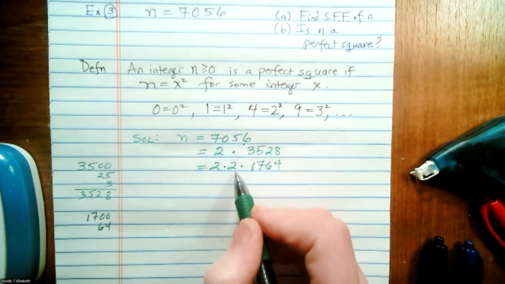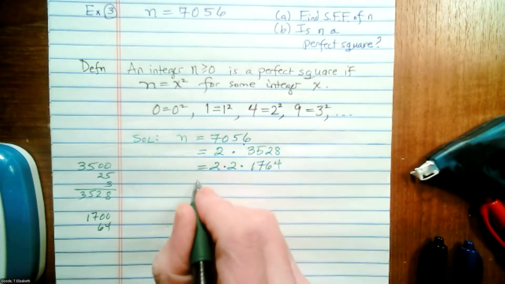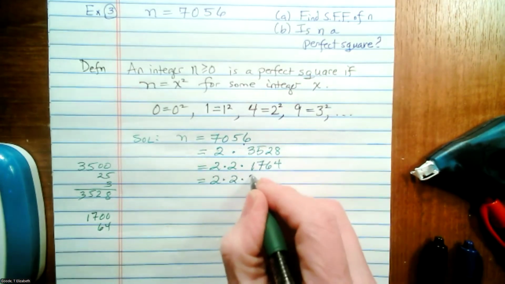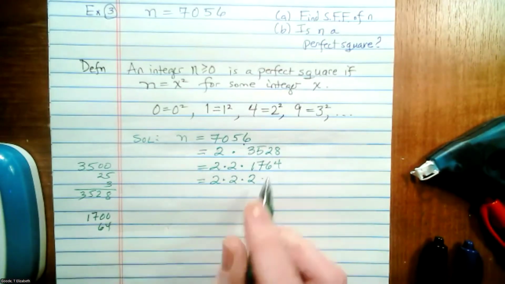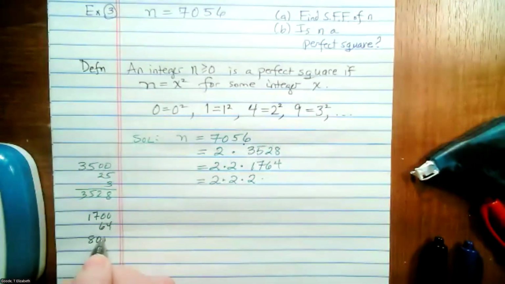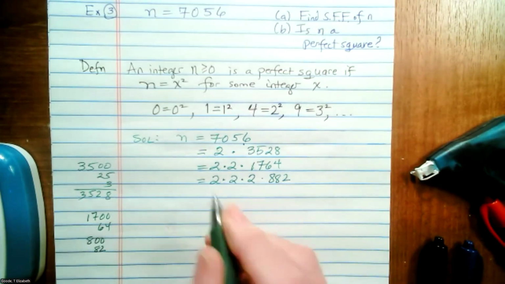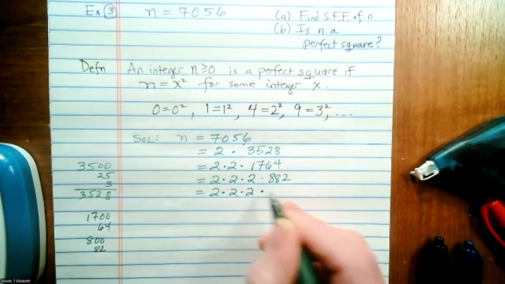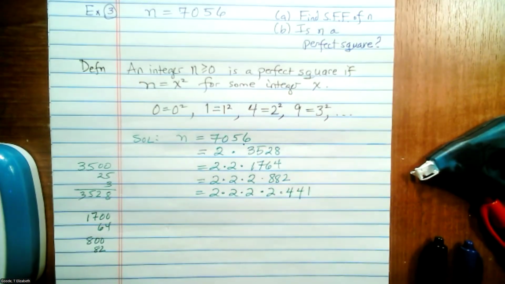Well, so we pulled out two factors of 2. Now let's see about the 1764. It's not prime, so let's break it down. Oh, well, we can sure factor another 2 out because 64 is even, 4 is even, right? So half of 1600 is 800, and then we've got 164 left. And what is that, 82? So it's going to be 882. Oh gosh, we can even still pull out another copy of 2. We just keep doing this until we can't pull out any more copies of 2. And what is that going to be, 441? I think we're finally done with the 2s.